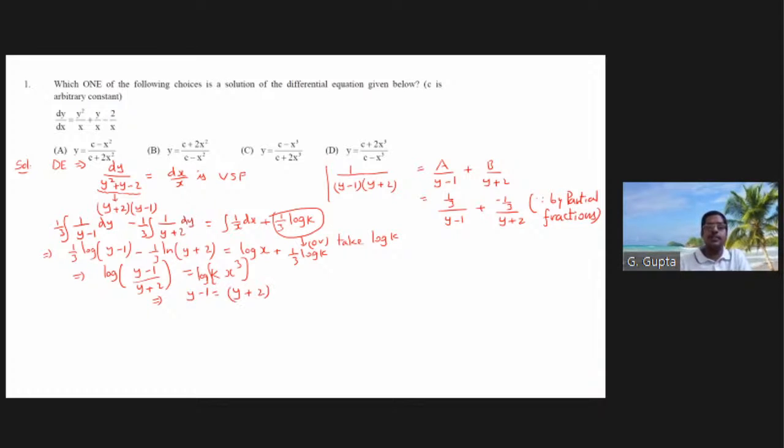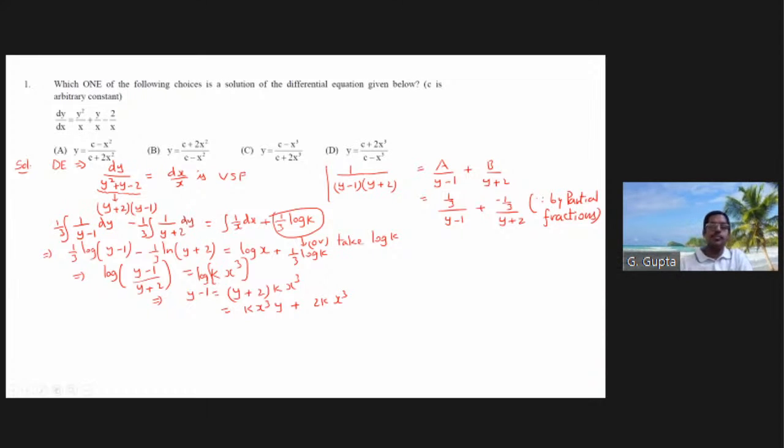After eliminating the logarithm, shift the denominator of the left side to the right side. You will be getting like this. So this is k times x cube into y plus 2k x cube. Depending on the option, we should simplify further. Otherwise, after this integration, if this answer is in the options, you can leave it.